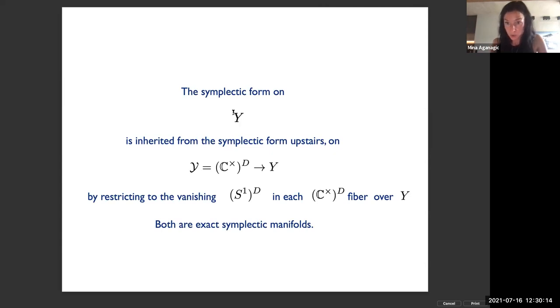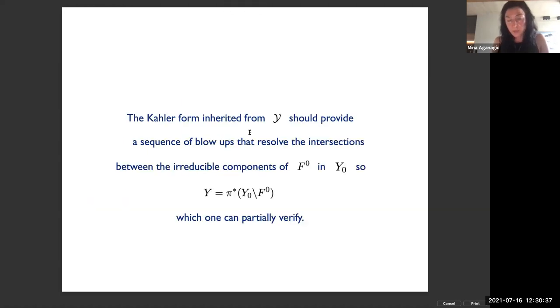The symplectic form on the small y is inherited from the symplectic form upstairs by restricting the upstairs symplectic form to the vanishing torus fiber. Both small y and big Y are exact symplectic manifolds. The Kähler form that's inherited from the big Y should provide a sequence of blowups that resolve intersections between irreducible components of this divisor F0, which one can partially verify. You can check this explicitly near singularities where just a pair of punctures come together, but it should be true even at more general singularities where more points come together.